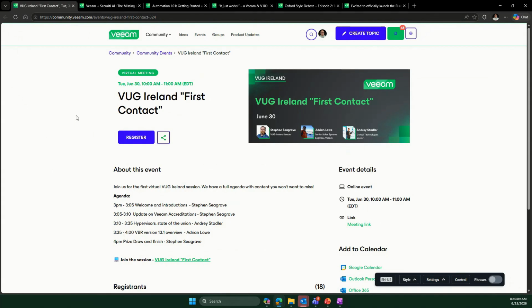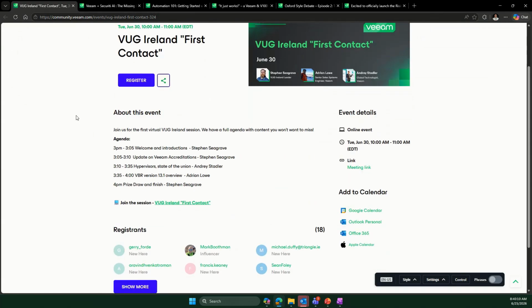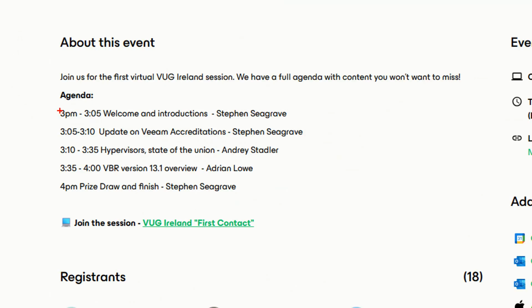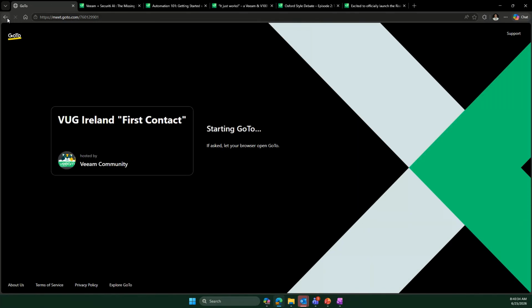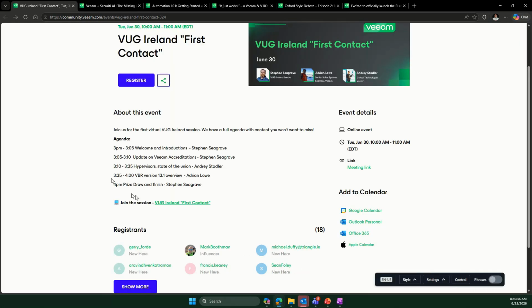I think so. It's going to be a lot of good topics, as you can see in the agenda they already have. They talk about Veeam accreditations, hypervisors, of course, AZ. They are also touching on 13.1, so that's going to be interesting. And then, of course, they're going to talk a little bit about the community and this new group. So I think it's going to be pretty interesting. It's going to be on GoToMeeting as well, as always.